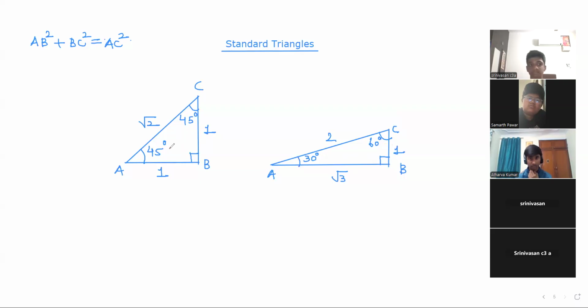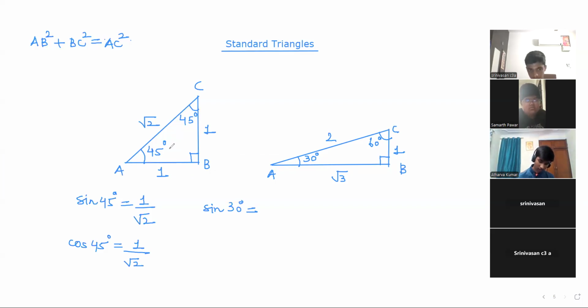So now, if I ask you to write sine 45 degrees, you can easily write it as 1 over root 2, perpendicular upon hypotenuse. Yes or no? Please just give me a shout. Cos 45 is what? Again, it is 1 over root 2. What about sine 30? Perpendicular is 1, hypotenuse is 2. What about cos 30? It's root 3 over 2. Yes or no, kids?